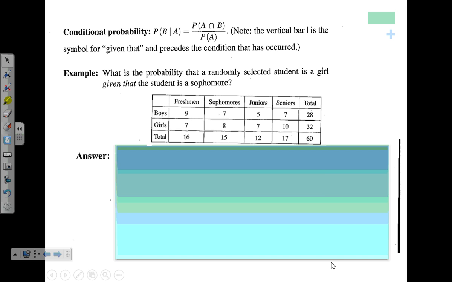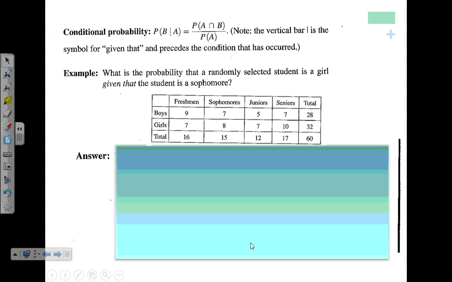Okay, now to continue AP Stats, we talked about OR, disjoint and mutually exclusive, and how to use the addition rule to solve. Now we're going to move on to conditional probability and just do a couple problems here.